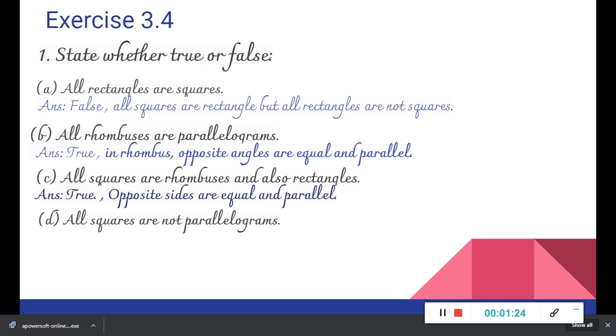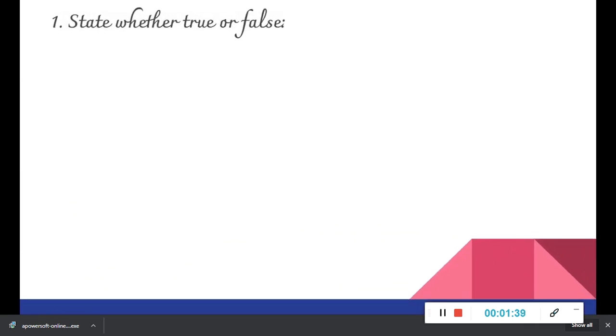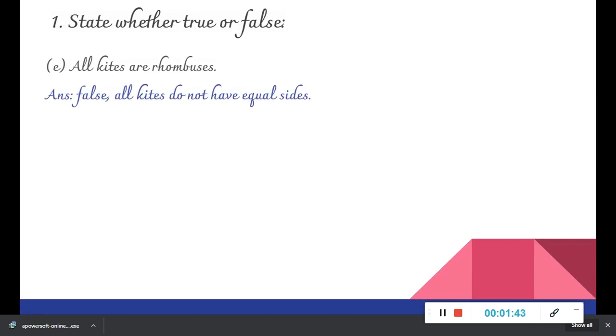It's false. Squares are parallelograms because their opposite sides are equal, and opposite sides of a parallelogram are of equal length. Hence, squares with all sides equal are parallelograms. So, that is why it is false. Now, the next statement: all kites are rhombuses. False, because all kites do not have equal sides.